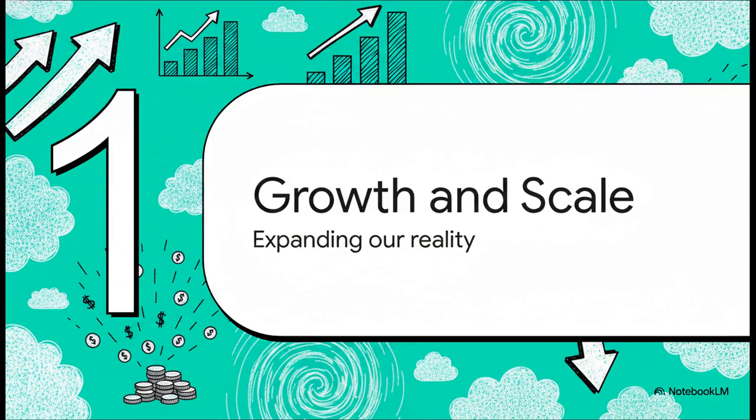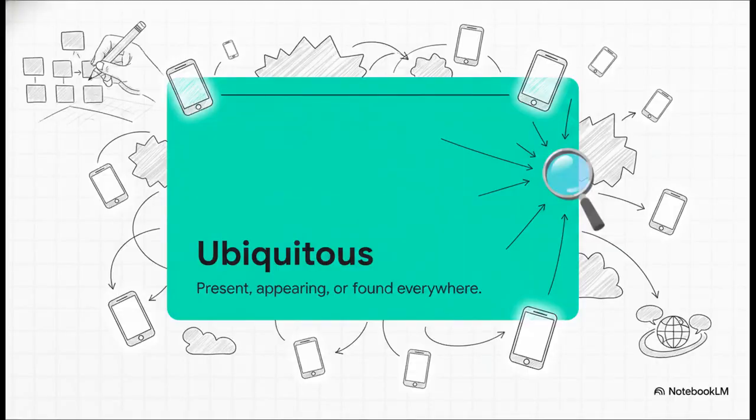Starting off with Section 1, words of growth and scale. Expanding our reality. All right, so these are the words we reach for when things are spreading out, increasing in size, or maybe generating massive wealth. And when things are expanding like that, we have to start with our foundational word, ubiquitous. If something is ubiquitous, it's present, appearing, or found absolutely everywhere.